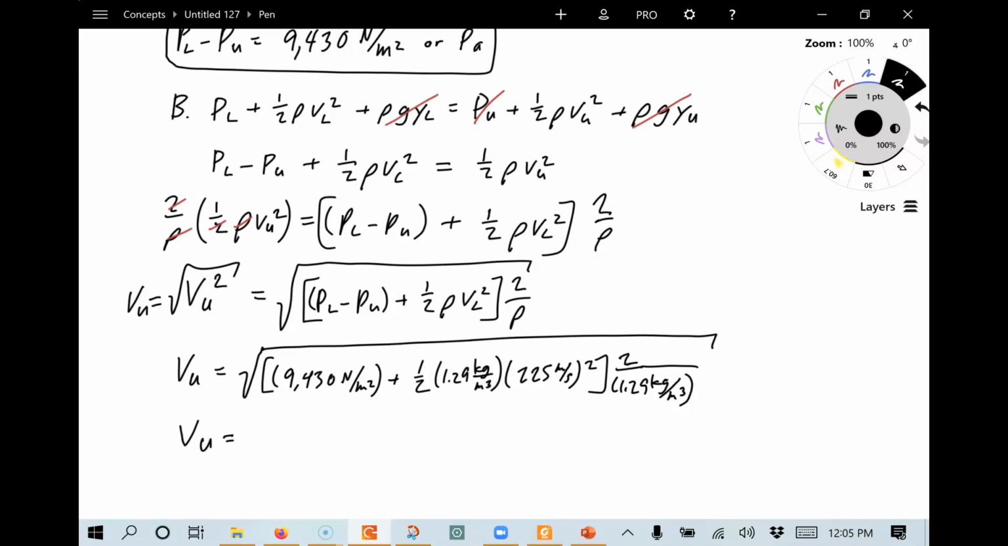And when we do that, we're going to get a value that comes out to 255 meters per second. And so that's the answer for the speed of the air across the top of the wing. Again, notice that the speed across the top of the wing is greater, 255, lower down 225, and it's the higher speed with Bernoulli's equation which produces the lower pressure.